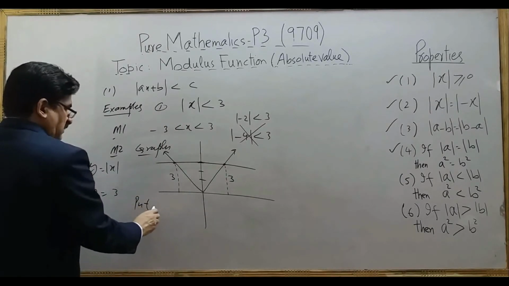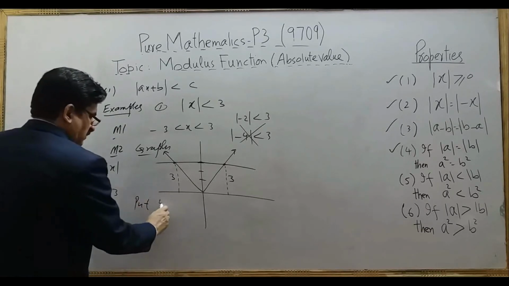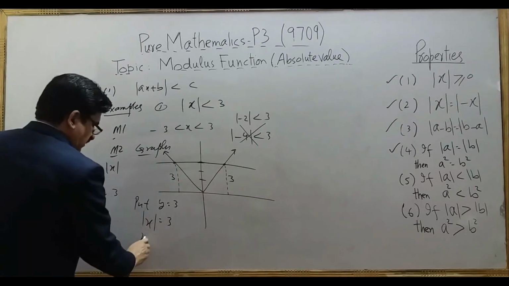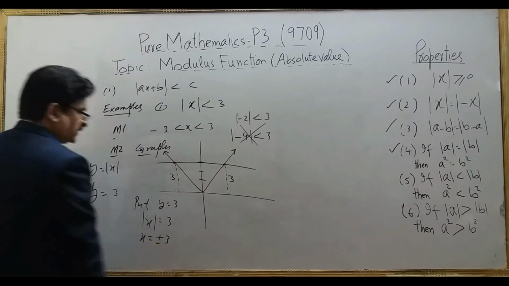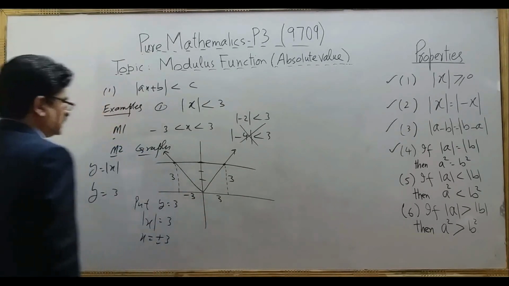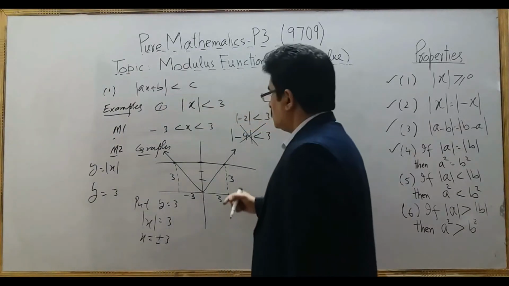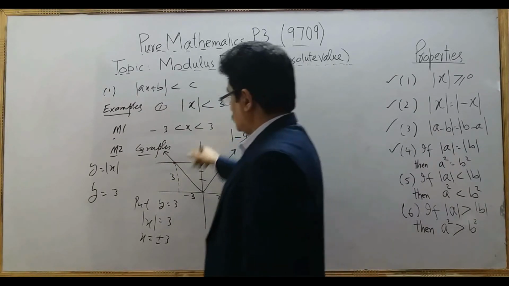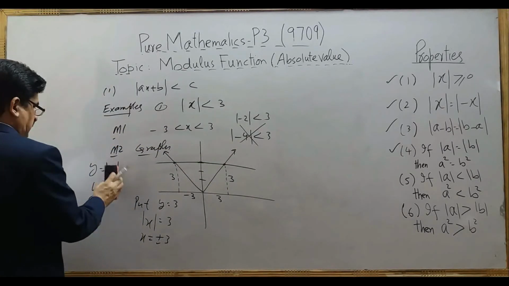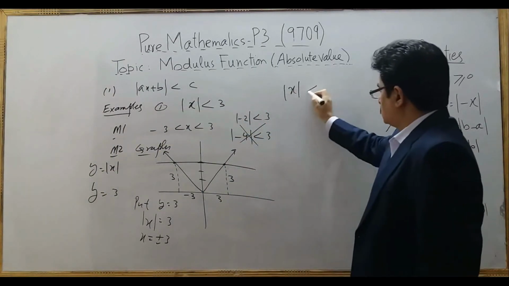So you put y equal to 3 in this function. So if |x| is equal to 3, then x is equal to plus minus 3. So the x coordinate will be 3 and the y coordinate will also be 3. So it means that what we need now is |x| less than 3. We need |x| less than 3.